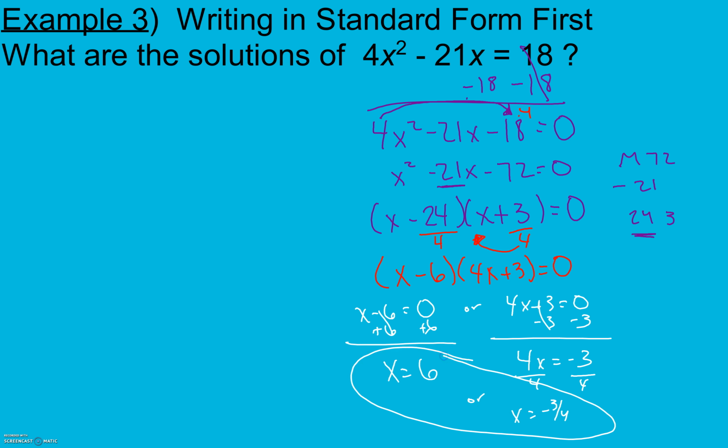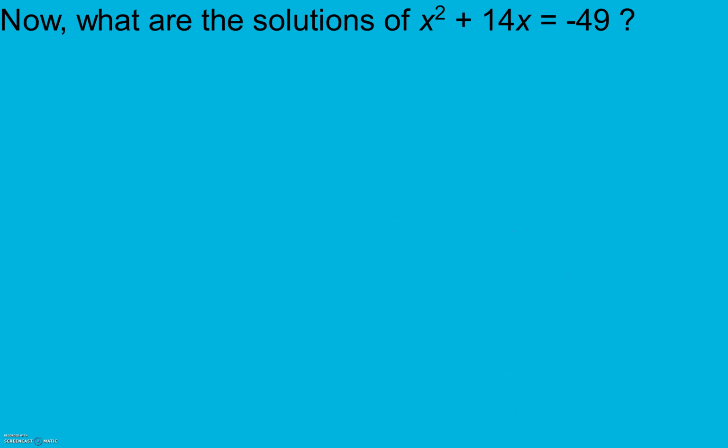So x could be 6 or x could be -3/4. Now feel free to pause here and give this a try if you'd like. Again, our first step is to try and get it set equal to 0 so that we have all of our terms on the same side in standard form, because now I can switch from addition to multiplication.